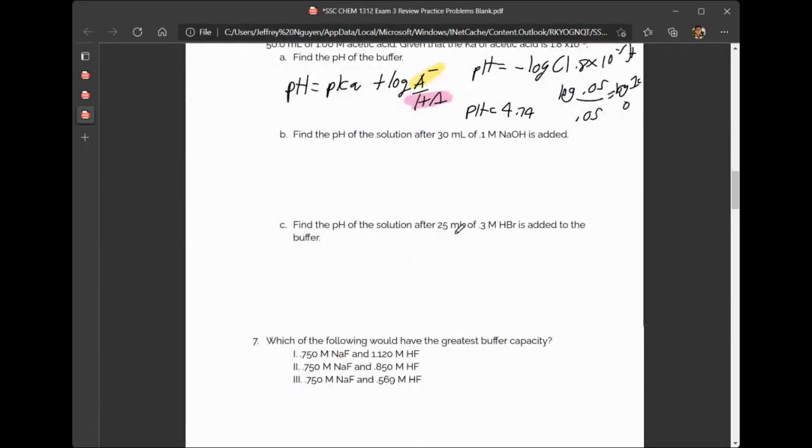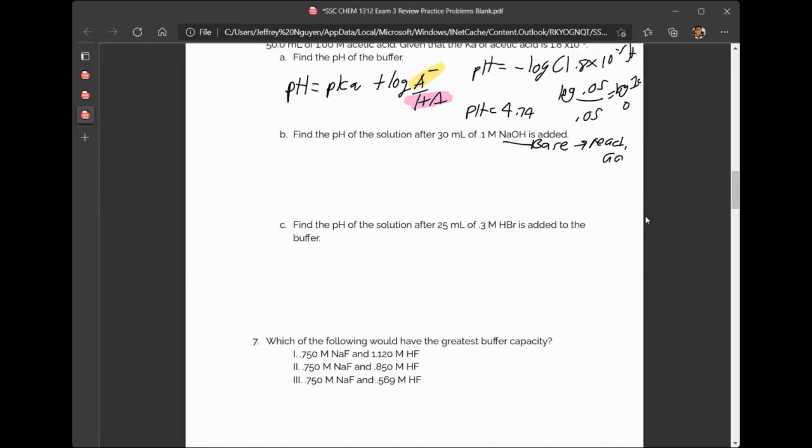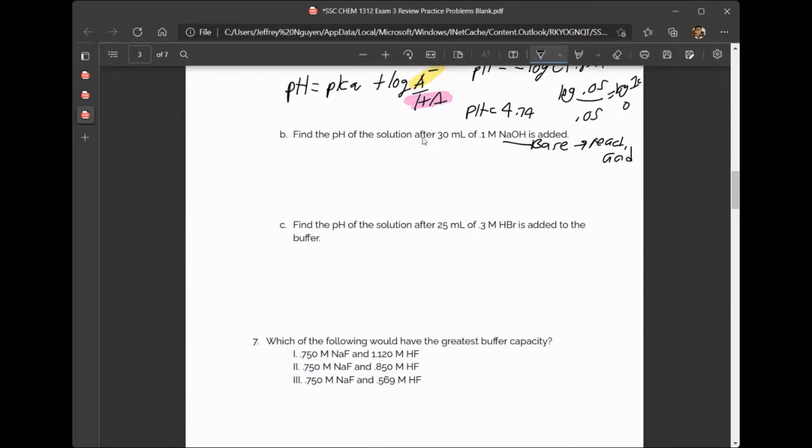So let's go ahead and look at the next problem. Find the pH of the solution after 3 mL of 0.1 M NaOH is added. Okay, so this is a base, right? If you remember from the PowerPoint, if you put in a base, it will react with which part? Do you all remember? Which part does the base react with? So it will react with the acid part of the buffer. Let's write that reaction out: NaOH plus the acid part of the buffer, which is HC2H3O2.